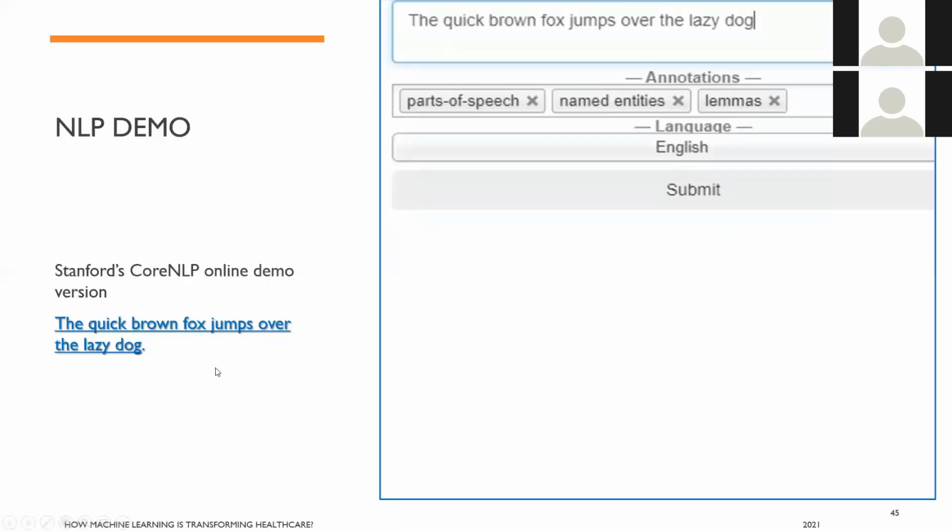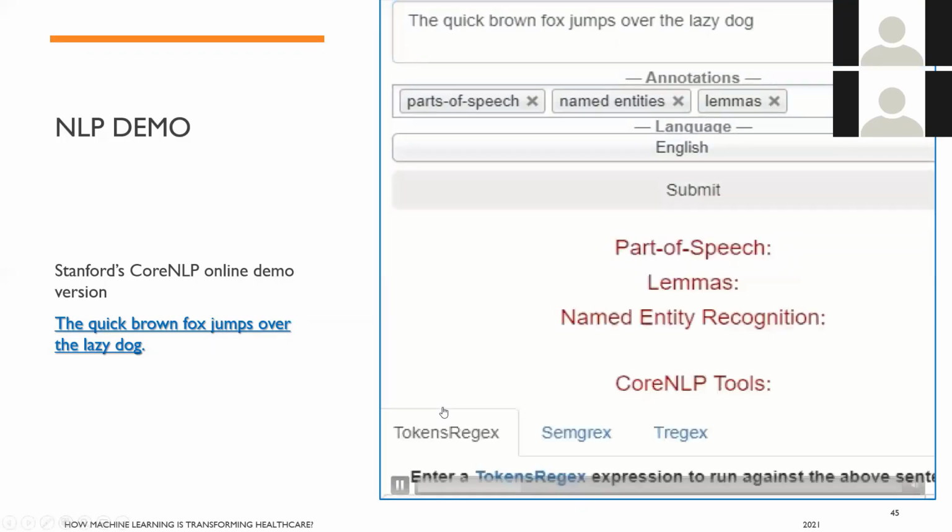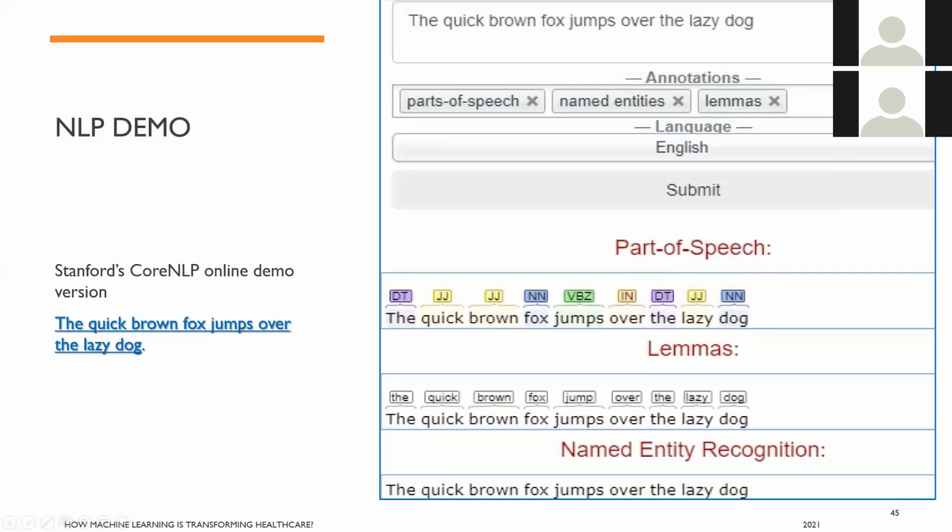So to demonstrate these steps, I'm using Stanford's CoreNLP online demo version. CoreNLP is an NLP platform developed by Stanford NLP researchers. Let's start with the popular sentence, the quick brown fox jumps over the lazy dog. So I enter the sentence and press submit. And here is the result.